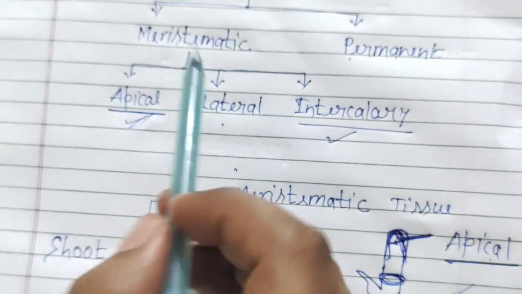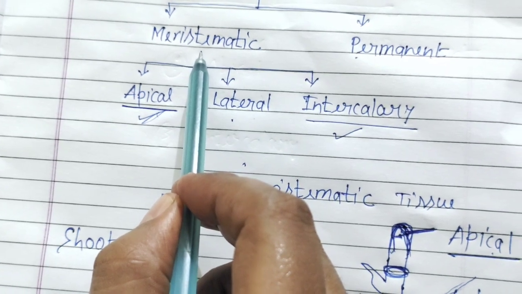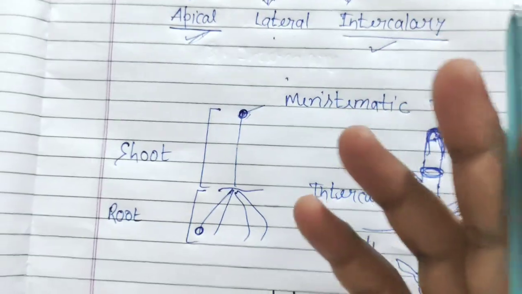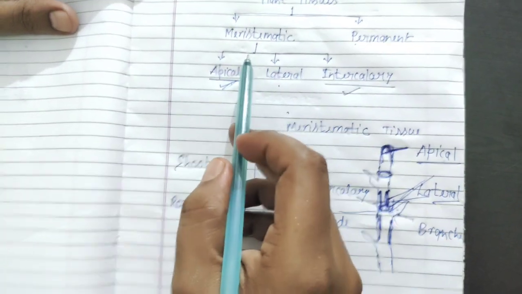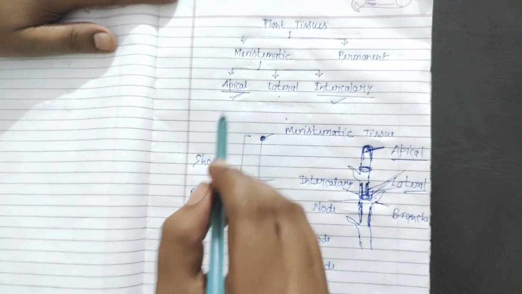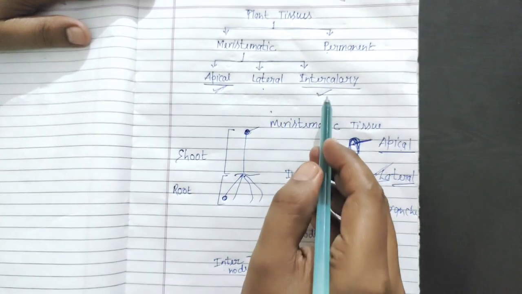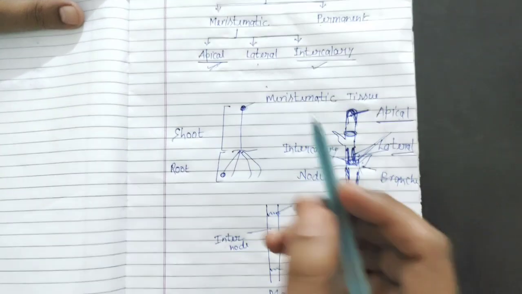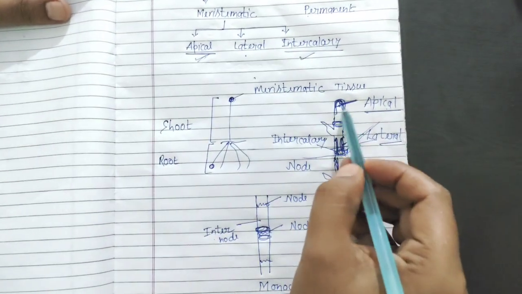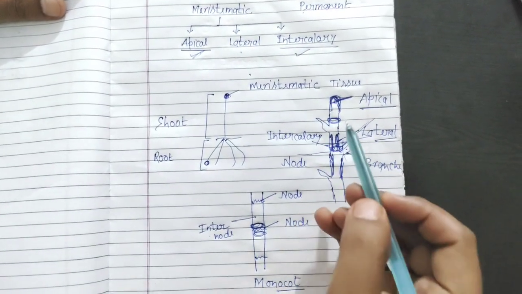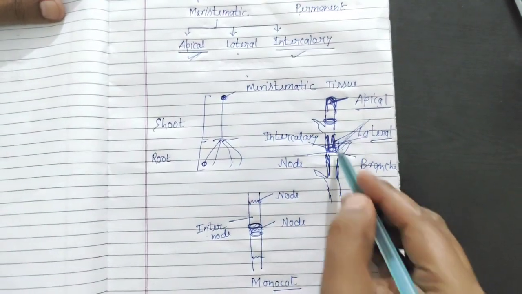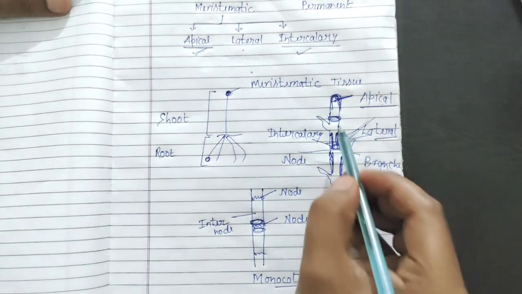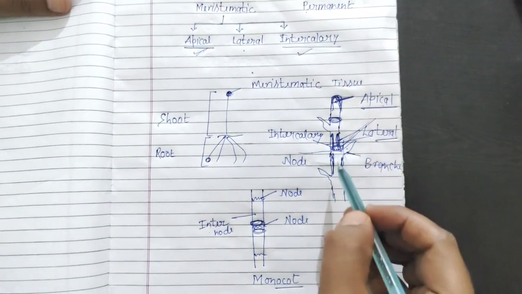If I am summarizing, meristematic tissues are the tissues that have the power of division. They can divide. Yes or no? Yes, sir. According to their presence, they are divided into three types: apical, lateral, and intercalary. Apical means the tissues present at the apex of the root and shoot. Lateral, present at the side of the plant. And intercalary meristem is present basically near the node region.